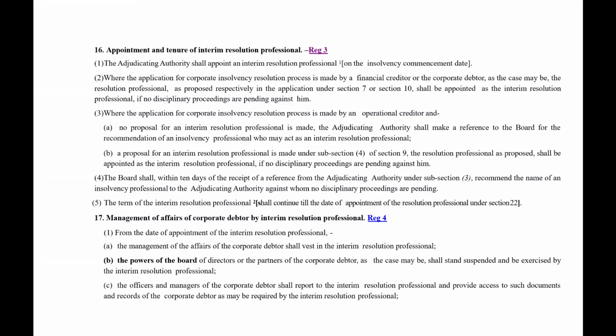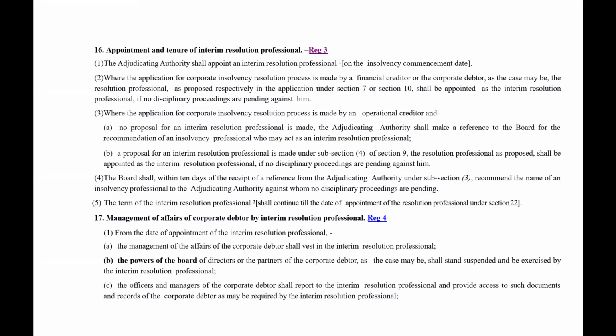So from the date of appointment of the IRP, the management of the affairs of the corporate debtor shall vest in the IRP. Right? So now who will be responsible for managing the affairs? The IRP. The powers of the board of the directors or the partners of the corporate debtor, as the case may be, shall stand suspended. So board as such is not being suspended. Powers of the board of directors or partners of the CD are suspended and be exercised by the IRP.